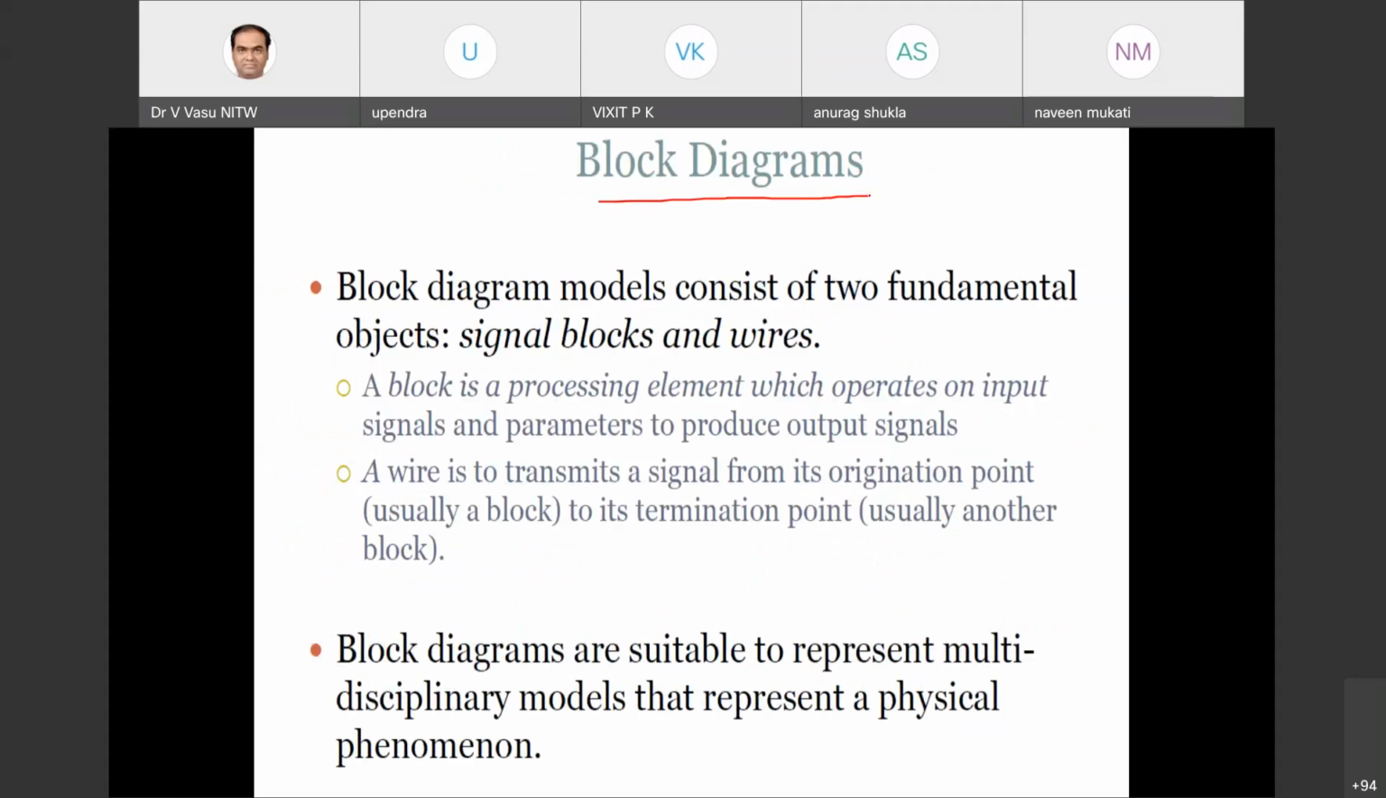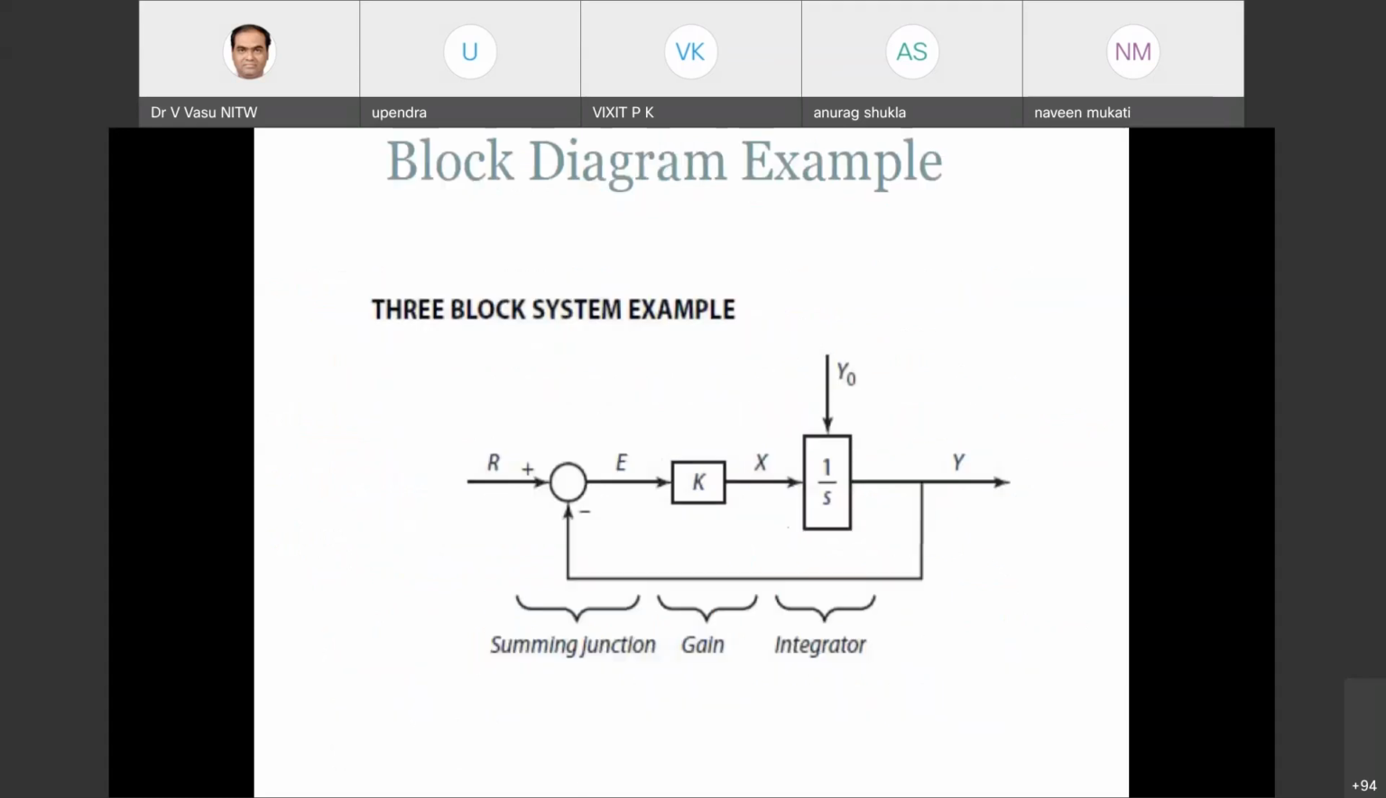Okay, how can we use the block diagram representation for any particular system? We can see a particular block diagram. We have a summing junction, a gain, and an integral, and one feedback from the output. This is a representation of the basic components of a block diagram system.